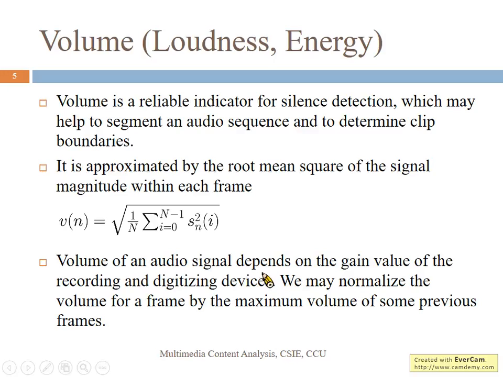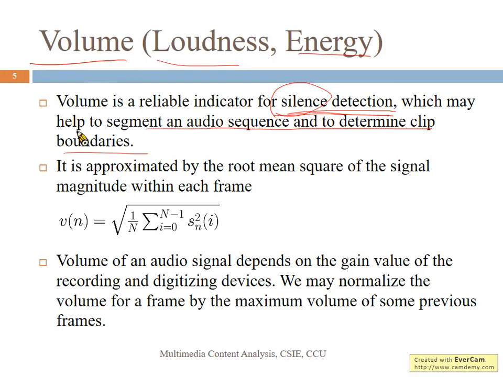The first simple feature is called volume, or sometimes called loudness or energy. This feature is quite simple. Volume is a reliable indicator for silence detection. So how loud the given audio sound is measured, and it's especially useful to detect silence segments, which may help to segment an audio sequence and to determine clip boundaries, because between different clips or between different sentences, there may be several silence segments. So how can we calculate?